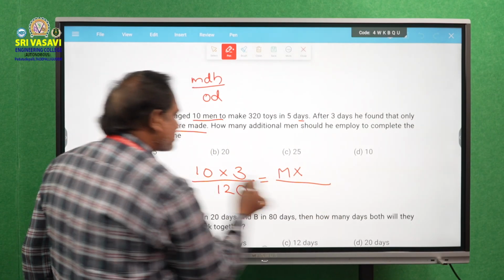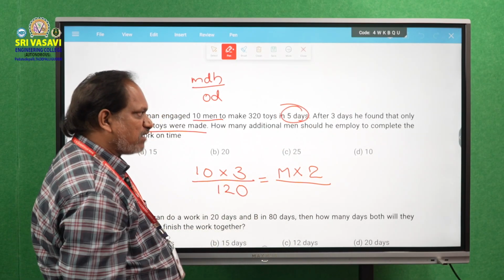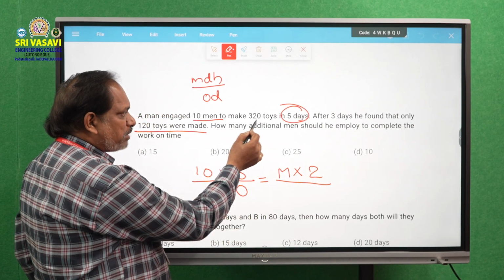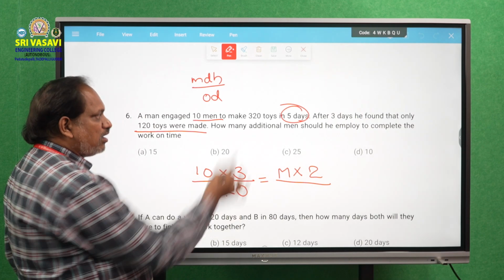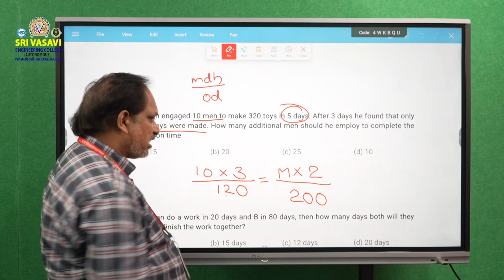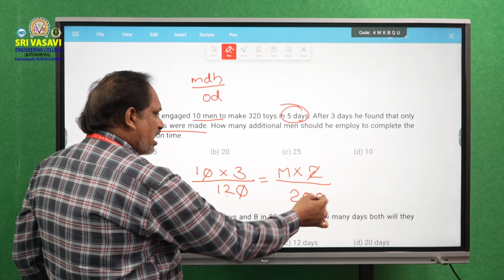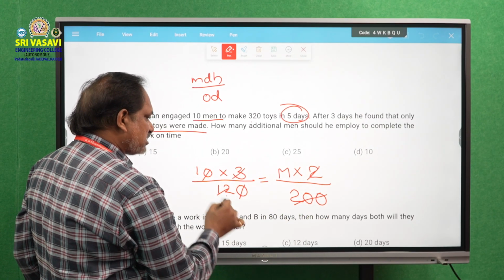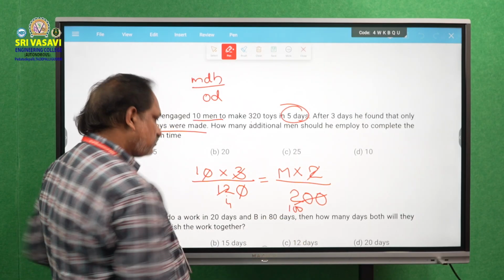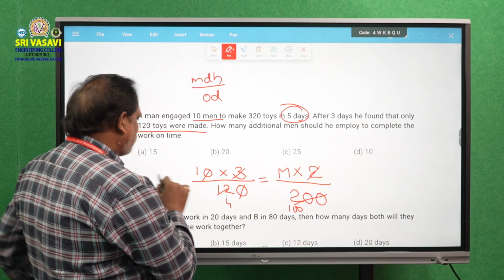So already 3 days completed. Remaining how many days are there? 2 days only left. How many more toys do we need to prepare? Already 120 done. Remaining 200 toys required. So this is the simple solution again. So 0, 0 cancelled. 2 cancelled 100 times. 3 cancelled 4 times. 4 cancelled in 100, 25. So actually M is equal to 25.